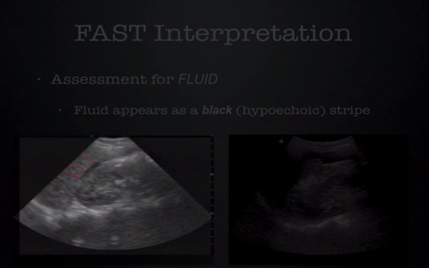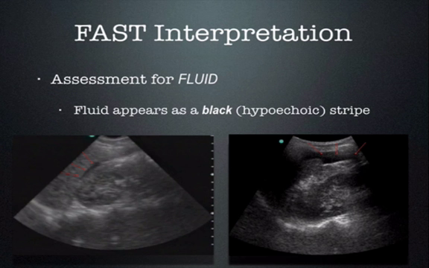The picture on the left is Morrison's pouch, and we see the liver and the kidney, and we see a small black stripe highlighted by the red arrows. This is free fluid in the abdomen. There should not be fluid between the liver and the kidney.